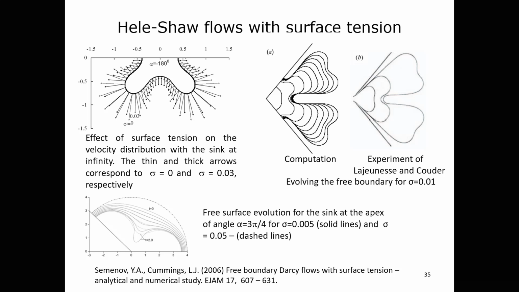Here are results for Hele-Shaw flow. In the first figure is shown the velocity distribution for the gas bubble corresponding to this form of gas bubble. And on the next picture is shown the calculation in the corner geometry, the time evolution of the interface, the free surface, and experimental results from the paper of Lacey and Kauder.